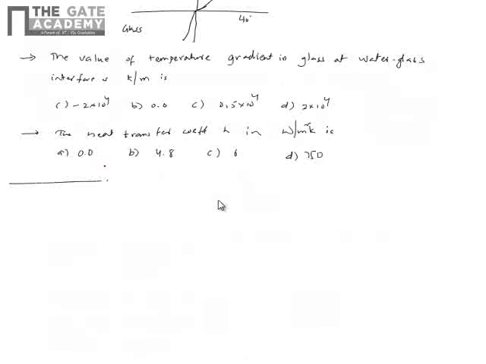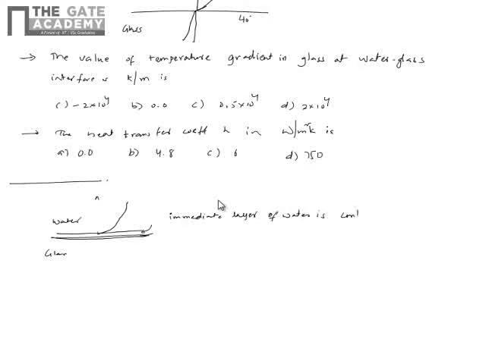Okay, so one thing you have to understand is this. Let's do problem number 1. You have water and you have glass. Though there is convection, because of the glass surface, the immediate layer of water in contact with the glass will be just conducting, in a heat conduction mode only.